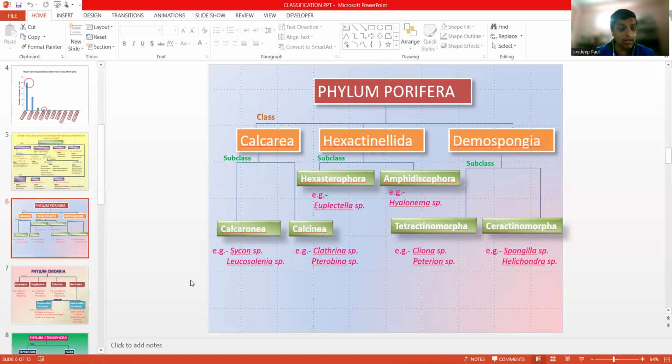Endoskeleton can be either calcareous spicules made up of calcium carbonate, or siliceous spicules made up of silica, or spongin fibers, that is kind of a protein. Nutrition, holozoic, that means completely animal-like. Digestion intracellular. Now you can actually see the changes in protozoan.